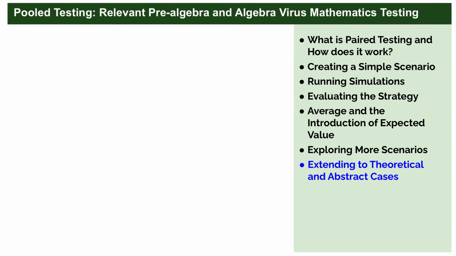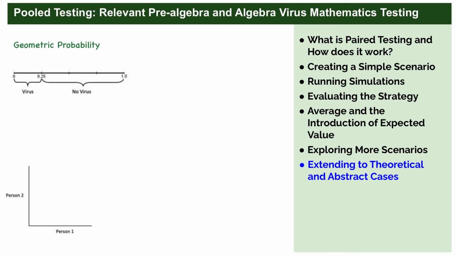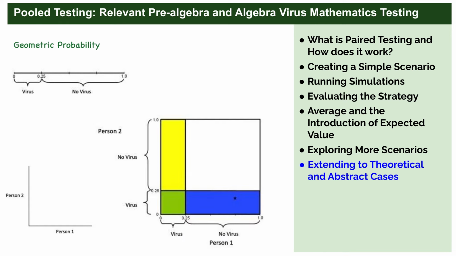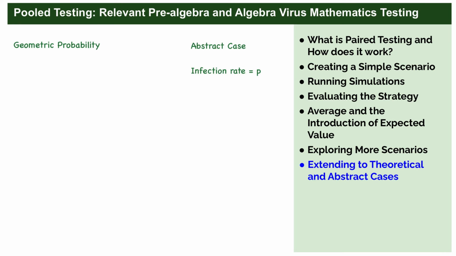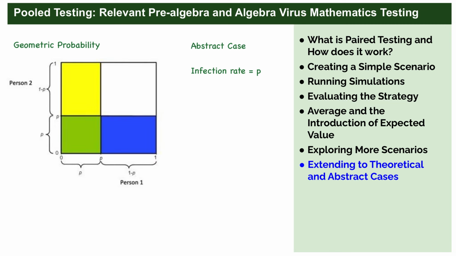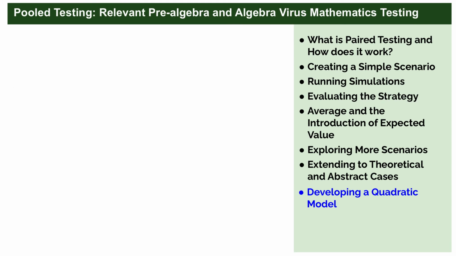The next big idea in the lesson sequence is to consider paired testing with a more theoretical and then abstract approach. To do this, we introduce geometric probability, and we again start with the case of a 25% infected population. Shifting to look at the abstract case of a population with an infection rate of P, we continue with the geometric probability model. This takes students to a quadratic model.